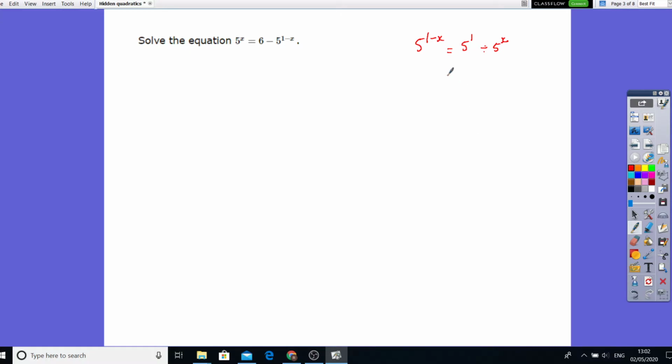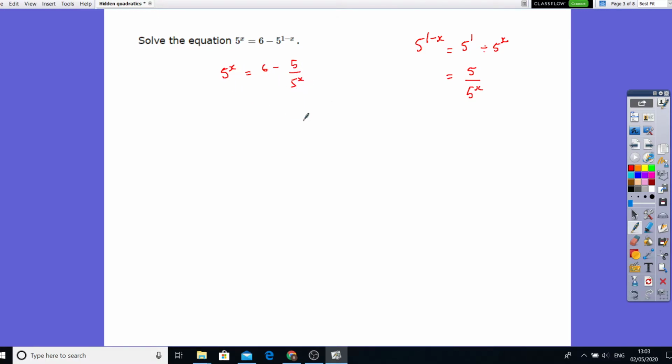Now what we could do here is rewrite this, and 5 to the power 1 is just 5. Divide, you could put that over 5 to the power x. Alright, so that is the same thing. So before we start anything, let's just now rewrite this, and we're going to say 5 to the power x equals 6 minus 5 over 5 to the power x.